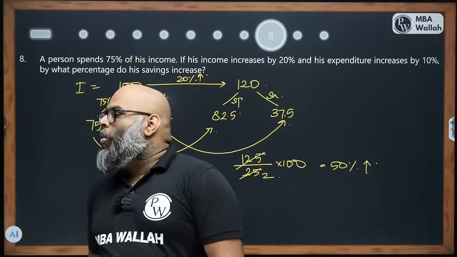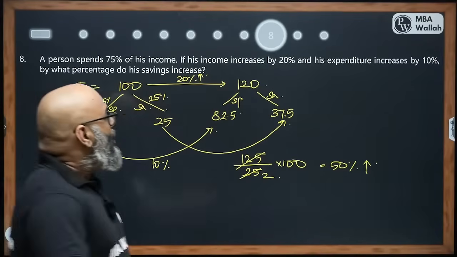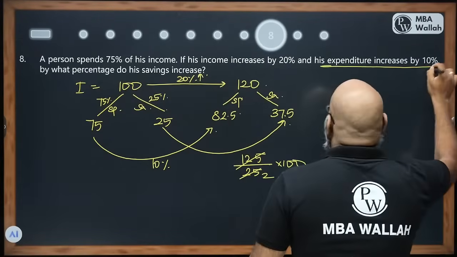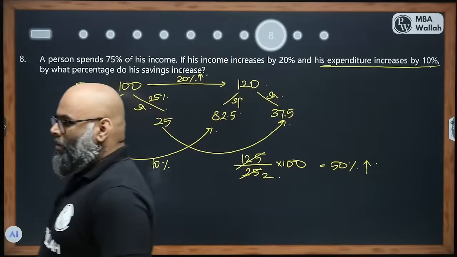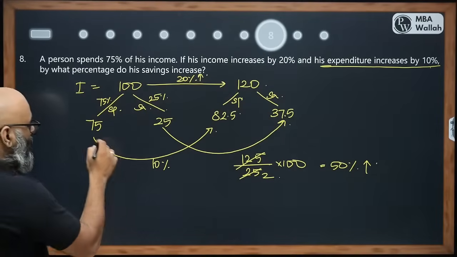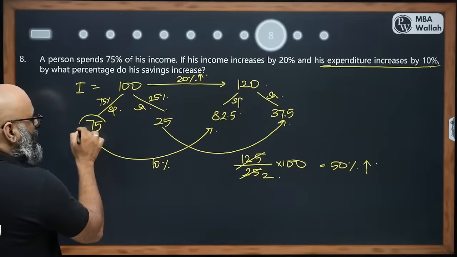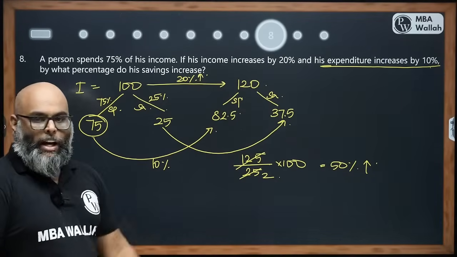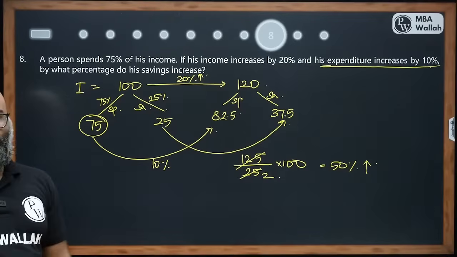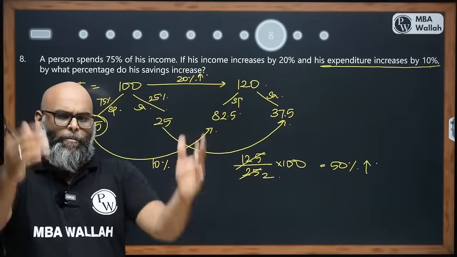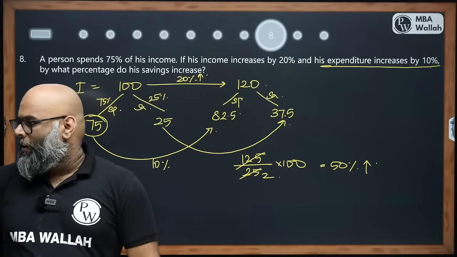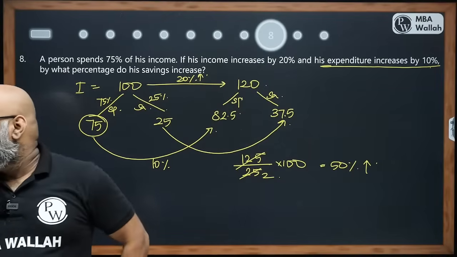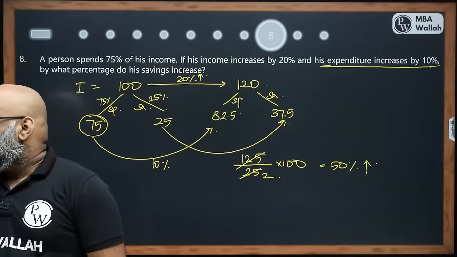Shagun is asking how 82.5 came. Expenditure increases by 10%, Shagun. So my 75 rupees, my earlier expenses, increased by 10%. What is 10% on 75? 7.5 rupees more takes you to 82.5. Clear?